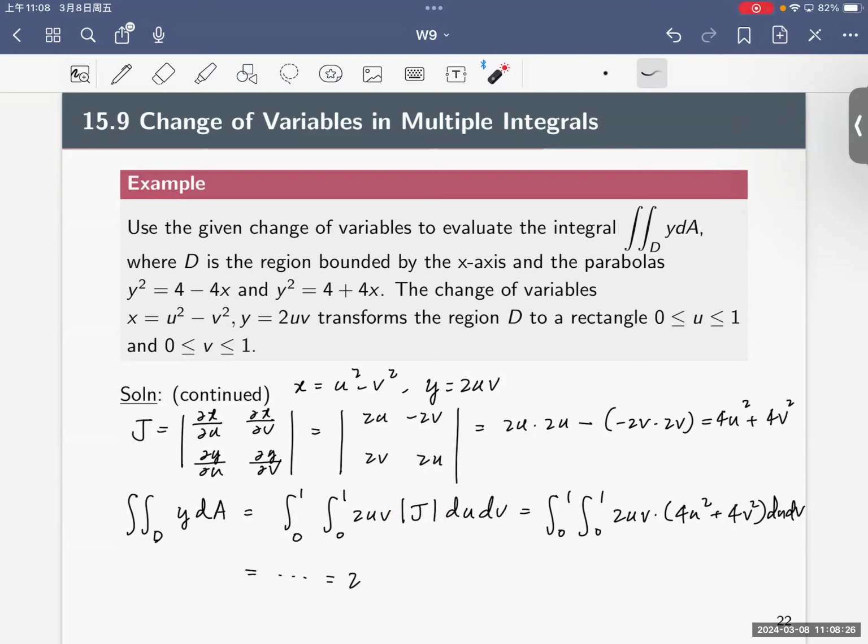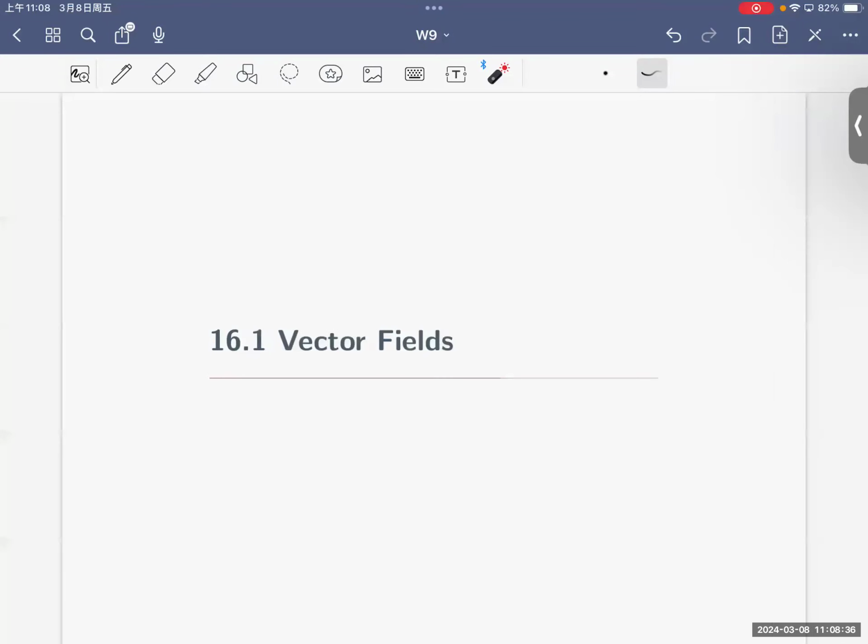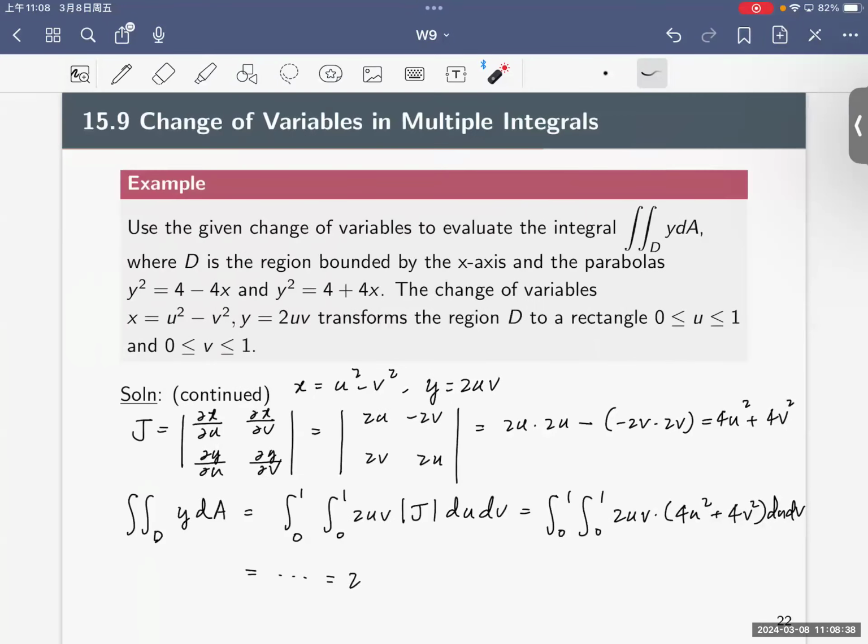Okay, so we need to understand how to find the Jacobian. We need to understand how to evaluate second order and third order determinants. All right, so this is all about change of variables. So now you know why we have r. You can try it yourself.